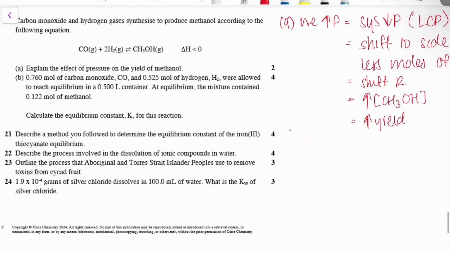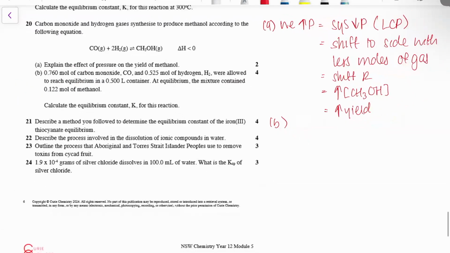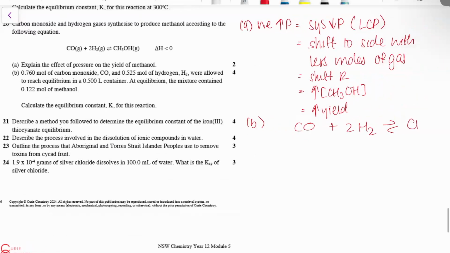Part B, 0.760 moles of carbon monoxide and 0.525 moles of hydrogen were placed to reach equilibrium in a 0.5 liter container. At equilibrium, the mixture contained 0.122 moles of methanol. So some initial, some equilibrium. So this is an ice table question once again. Set up your ice table. CO plus 2H2 turns into CH3OH.